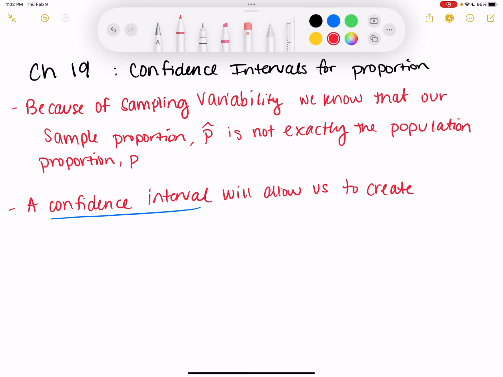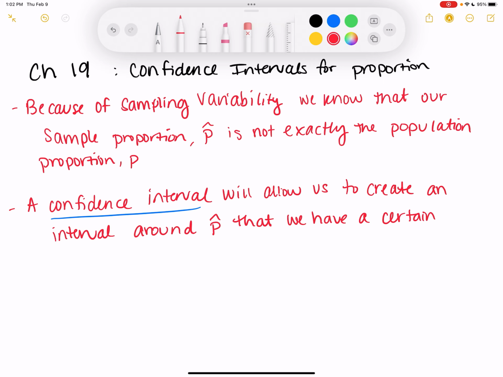Will allow us to create an interval around p hat that we have a certain confidence contains the actual population proportion.